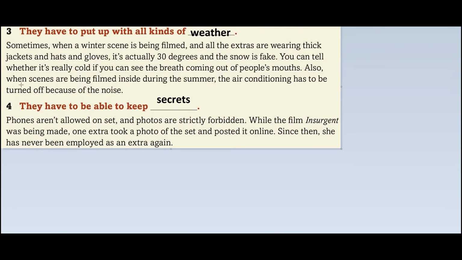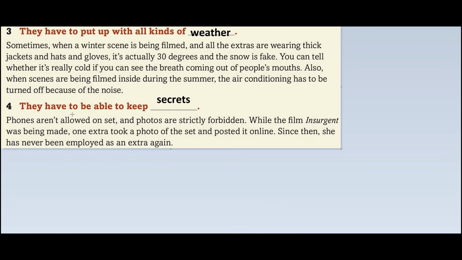К тому же, когда сцены снимаются внутри, в каком-то помещении, летом, кондиционер должен быть отключен из-за звука, из-за шума. Не нужен там шум.